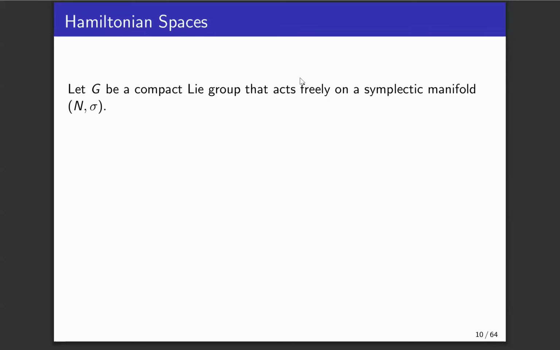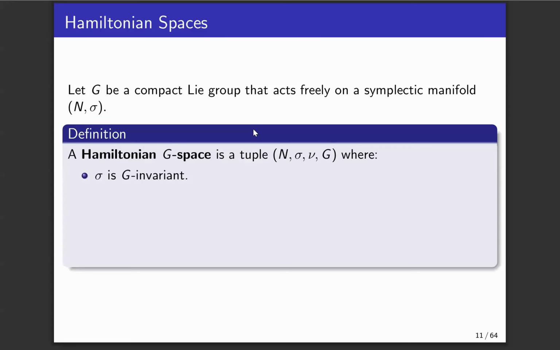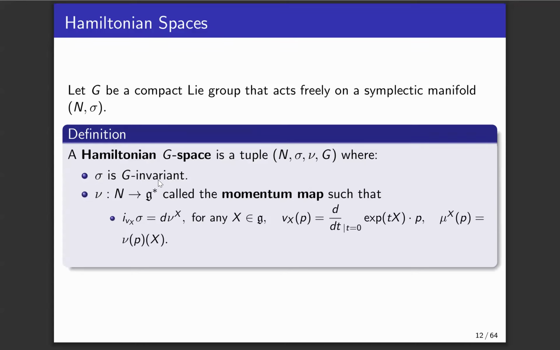Now let's move on to the notion of Hamiltonian spaces. Imagine that we have a compact Lie group G that acts freely on a symplectic manifold N, sigma. Then what do we mean by a Hamiltonian G-space? A Hamiltonian G-space is a tuple (N, sigma, nu, G), where sigma is G-invariant under the action of the Lie group, and we have a momentum map nu from N with values in the dual of the Lie algebra, such that the following conditions are satisfied.